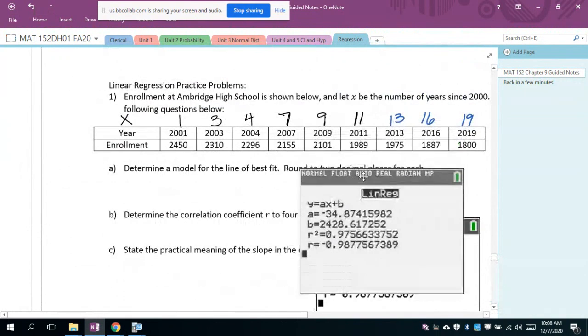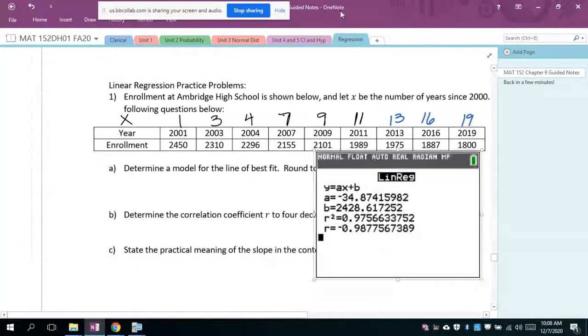Okay, number one on the final. I'll tell you what, let me pause this real quick, and I'll get to talking about the final here.